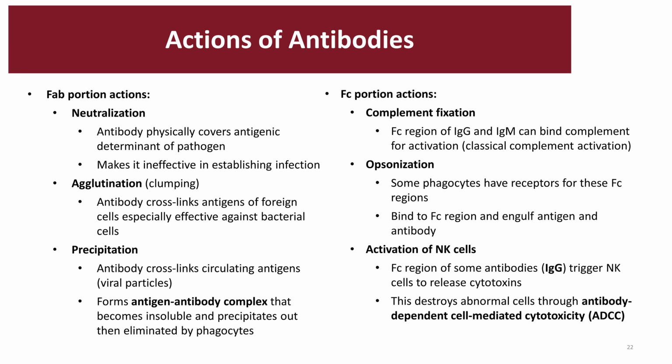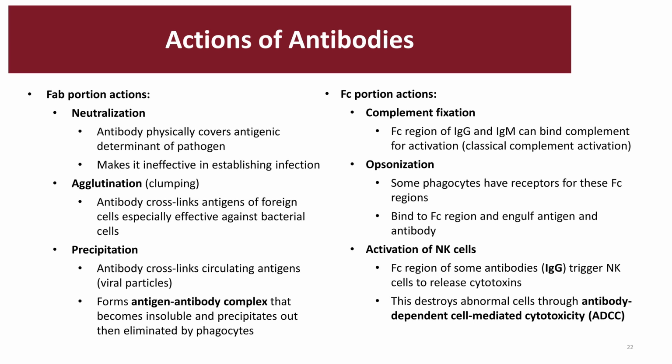This occurs when antibodies cross-link with antigens of foreign cells, causing them to physically clump together. As a result of that, precipitation occurs, which is when antibodies cross-link soluble antigens in the blood, causing them to become insoluble and then precipitate those out of the solution. The Fc portion actions include the following.